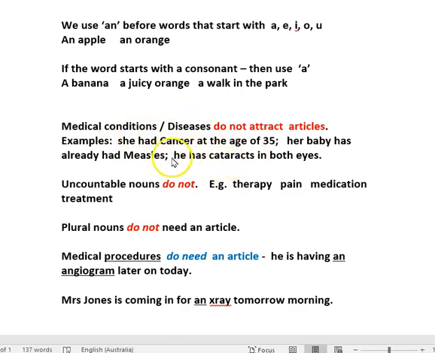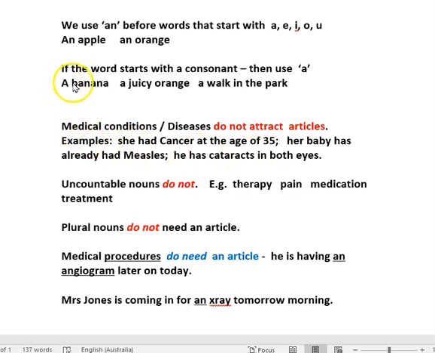Now we get up to a condition. He has cataracts in both eyes. You don't say he has the cataracts in both eyes, just he has cataracts in both eyes. Both eyes. Eyes, plural noun. Now, in the right eye you would have to say it differently: he has a cataract, singular, in the right eye. Singular being very specific, so you need the definite article. When you're getting very specific about things, you would use the, right?